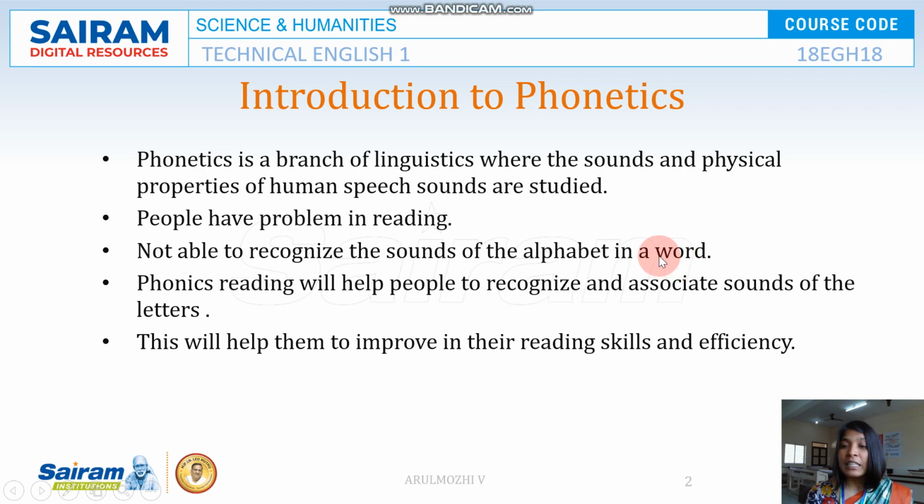For example, I would like to spell this word in an alphabetical way. It is W, O, R, D. It is not pronounced that way. It should be pronounced as word. So W becomes W, and O becomes A. O and R together become the vowel sound, and D becomes D. So there is a huge difference between the alphabetical sound and the letter of the sound. So let's go and see what are the reasons for that.